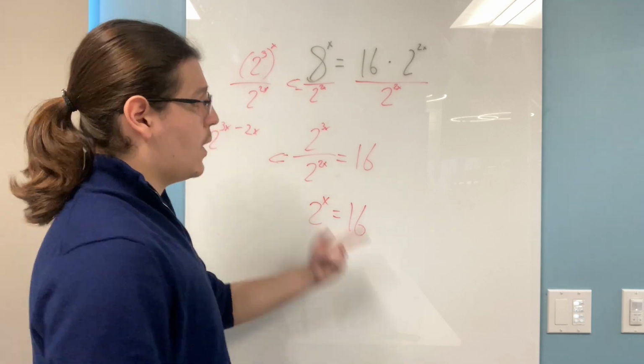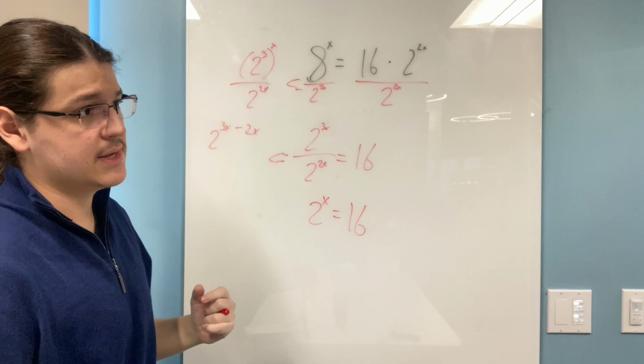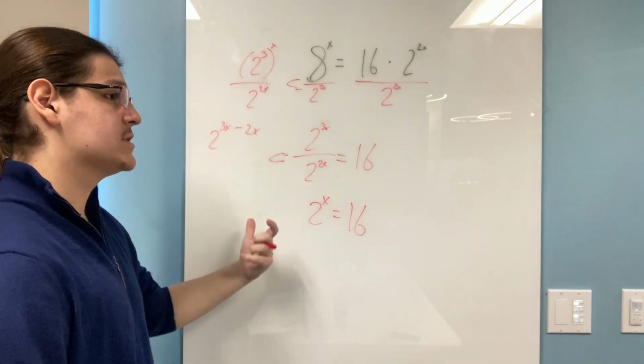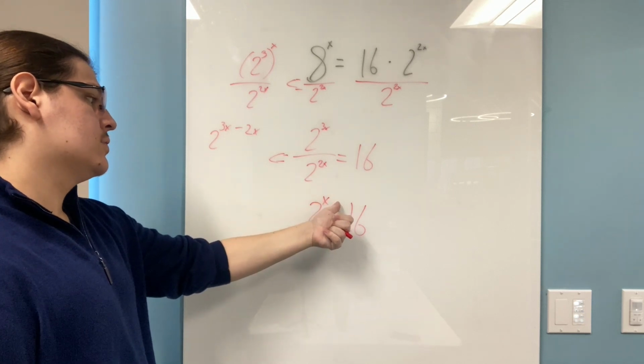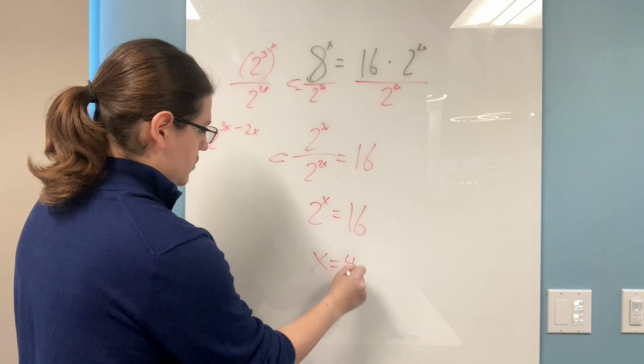Now, 2 raised to what power is 16? Well, we just learned that 2 to the third power is 8. And 8 times another 2 is going to be 16. So that's third times another one. So that means x is going to be equal to 4.